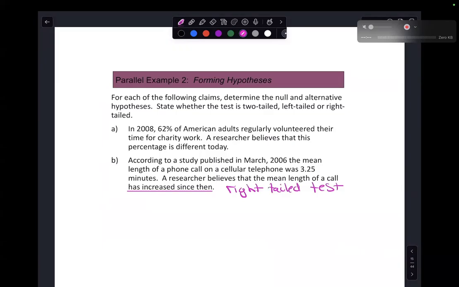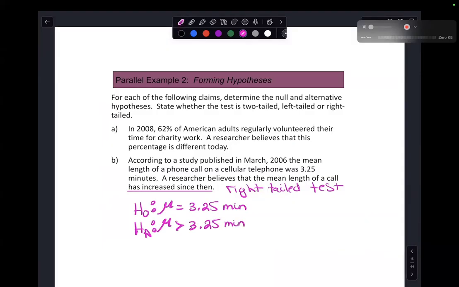So my null hypothesis, once again, always an equal sign, but we're looking at the mean, 3.25 minutes. My alternative hypothesis, my mean is greater than 3.25 minutes.